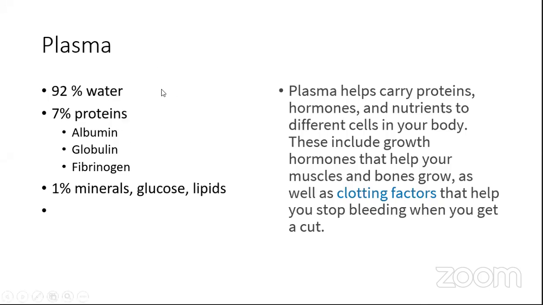Now, overview: plasma is made up of 92% water and 7% protein. Those proteins are albumin, globulin, and fibrinogen. Globulin is involved in antibodies. Fibrinogen is involved in blood clotting. Albumin is involved in water replacement, which I will explain a little later. Next, the rest, 1%, is constituted by minerals, glucose, and lipids. These nutrients supply energy to the body cells, and these are the functions of the plasma.